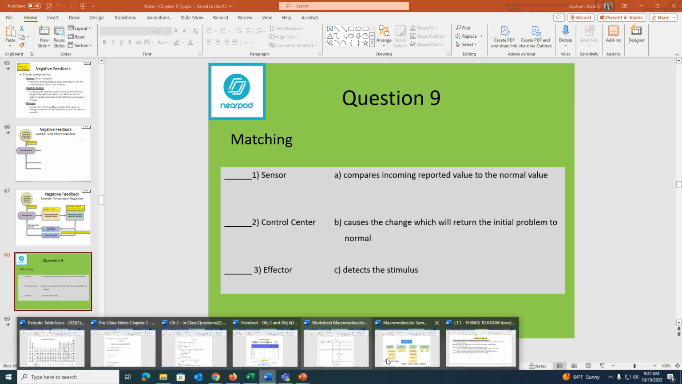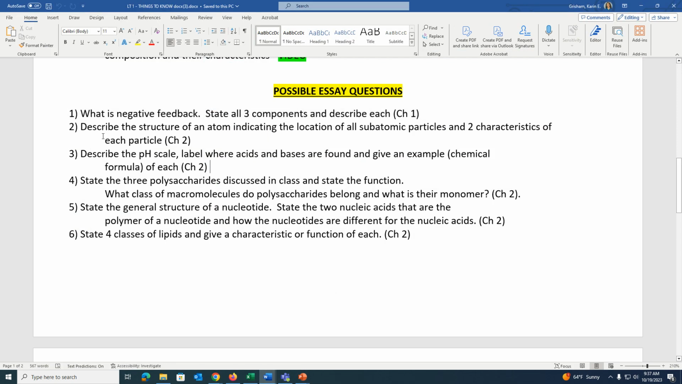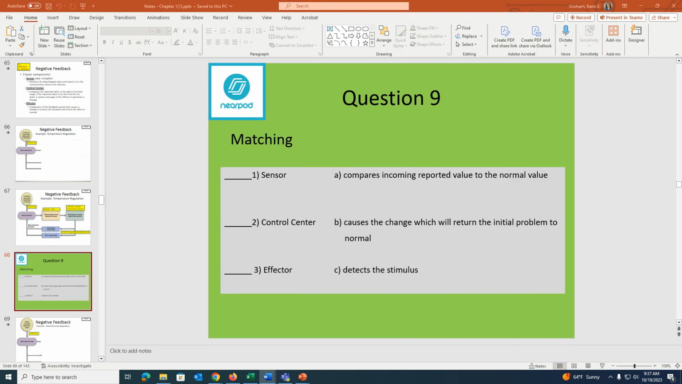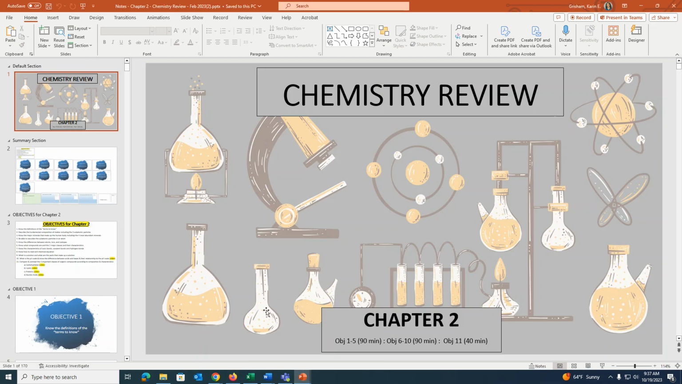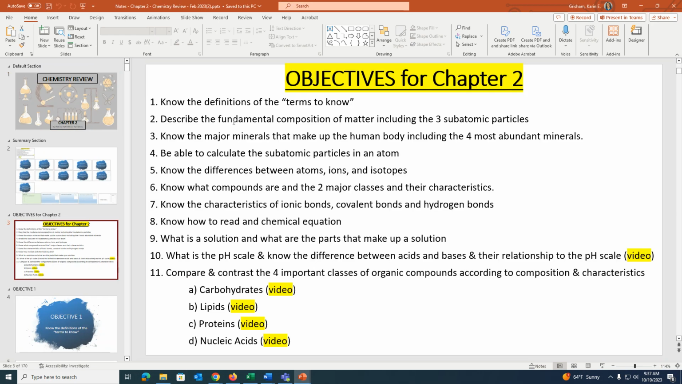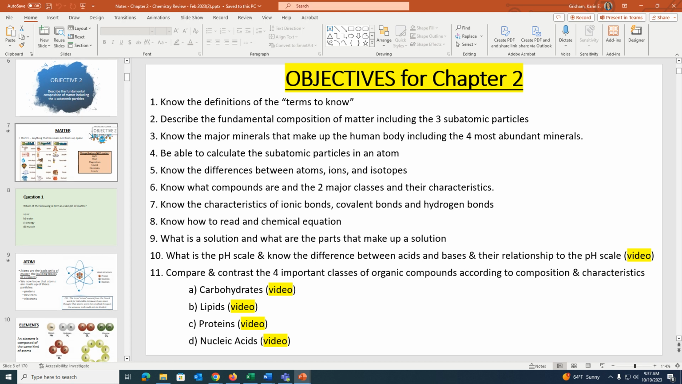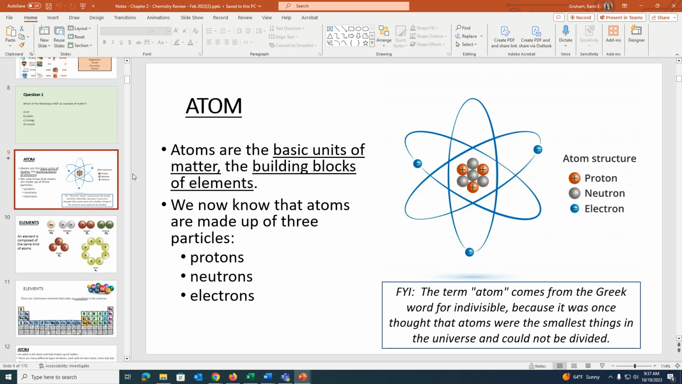So now let's take a look at the next essay question, which is, describe the structure of the atom, indicating the location of all subatomic particles and 2 characteristics of each particle. So what we're going to do, that was in chapter 2. So I'm going to pull up the chapter 2 notes over the atom. And that was going to be basically objective 2. So I'm going to come down here to objective 2. I'm about slide 9 right here.